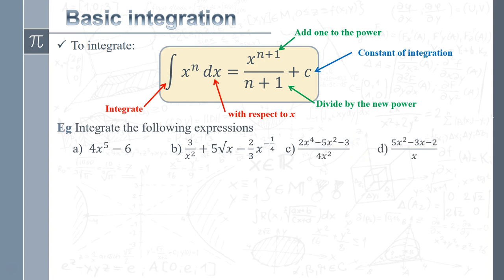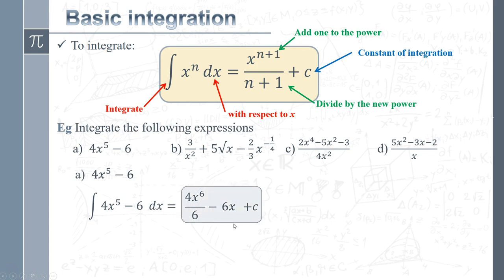Okay, so let's have a look at some examples. Starting off with a fairly simple one, and as you can see they're going to get a little bit more scary and horrible as we go through. But let's start off with the easy one. There it is: 4x to the power 5 minus 6. So I'm going to integrate that with respect to x. We add 1 to the power, that gives me 4x to the 6, divide by 6, and then I've got the minus 6x, and then I've got the plus c.